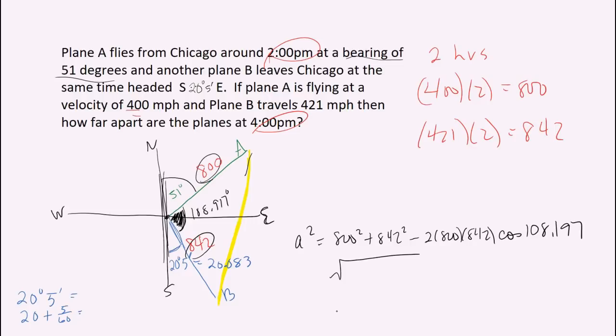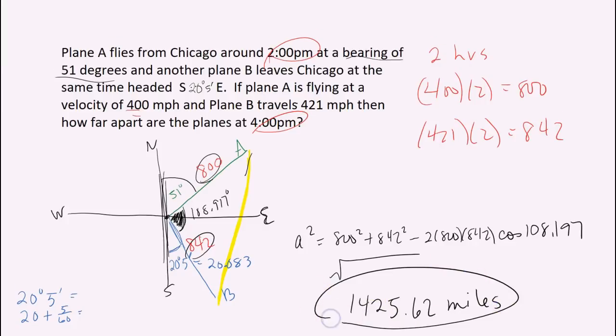Cosine of 108.917. Okay, I'm getting, after all is said and done, 1425.62, and that would be miles. That's how far apart they are. So that's a big fat problem that kind of incorporates everything. You won't see something that difficult on the test, but I could pick bits and pieces of this. You know, it probably won't be a little bit of everything, but it could be close. So expect to see something similar. When we move to vectors, it'll be that much easier now that we've practiced it here.